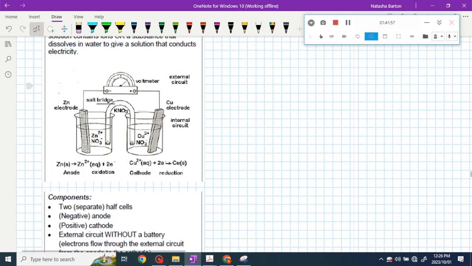If you look at your galvanic cell, you guys have gone over this and over it and over it again.